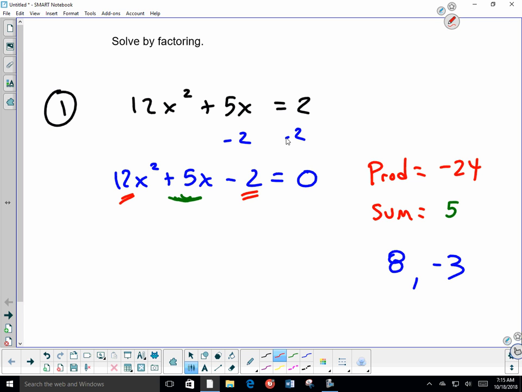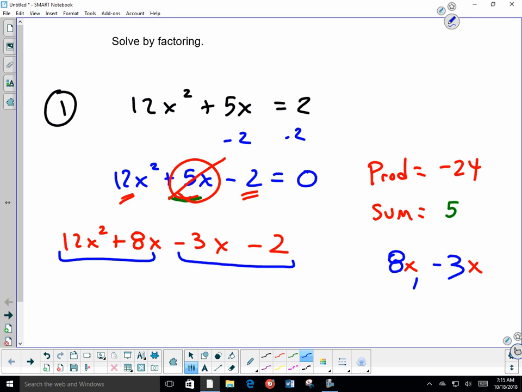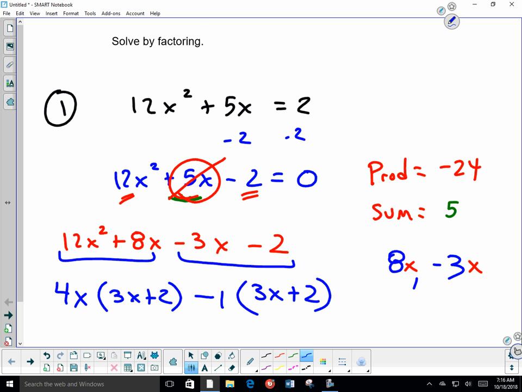That means I want to take out this middle term and replace it with an 8x and a minus 3x, because that will add up to 5x. So I'm going to have 12x squared plus 8x minus 3x minus 2. And then I'm going to group these two at a time and factor by grouping. So I can factor out a 4x from the first two and get 3x plus 2. And I can factor out a negative 1 from the next set and get 3x plus 2.